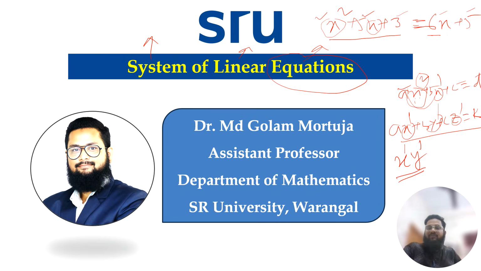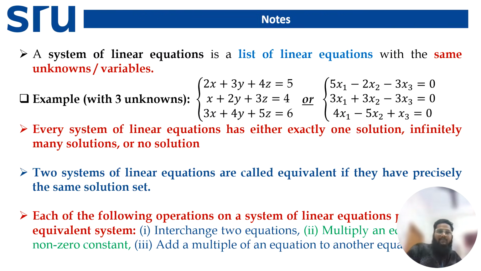Now a system of linear equations means if we collect more than one equation in a system, this is called a system of linear equations. So if you see this example, the first equation has three variables x, y and z, all with power 1, and 2, 3, 4, 5 are the constants.